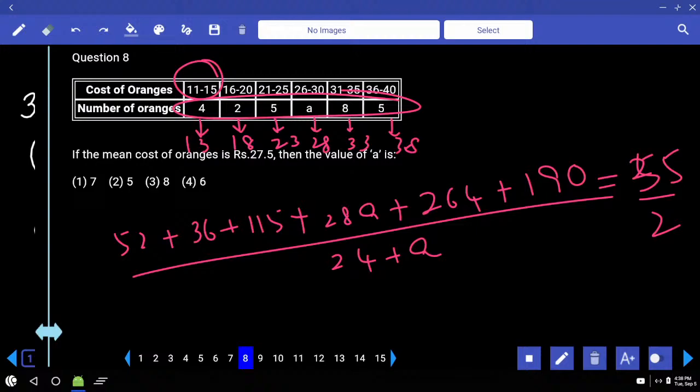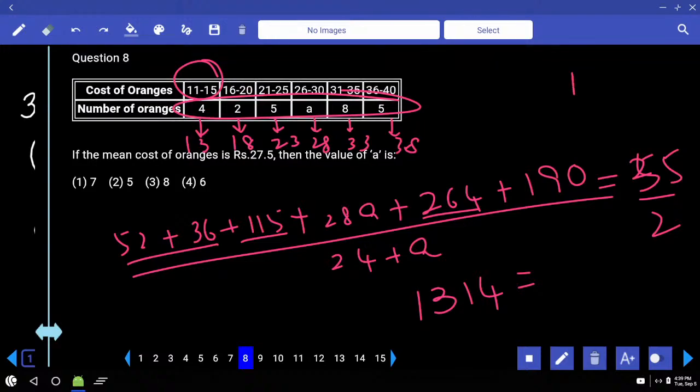55 by 2. Now, sir, please do the sum. Okay, 52, 88, that is 190, sorry, 88, 203 plus 467, 667, 657, 13, 14 is equal to 55 into 24. 55 into 24 is 1320.